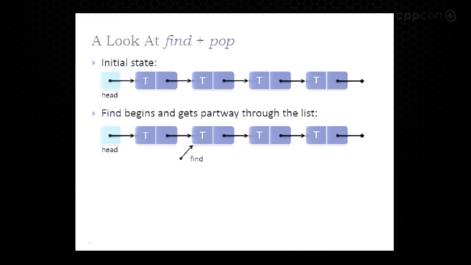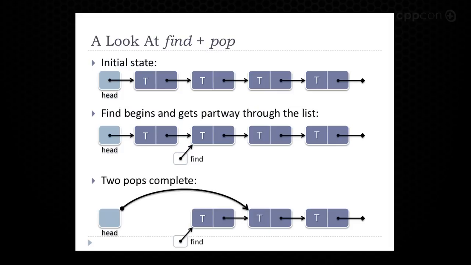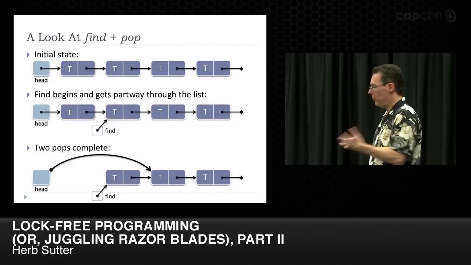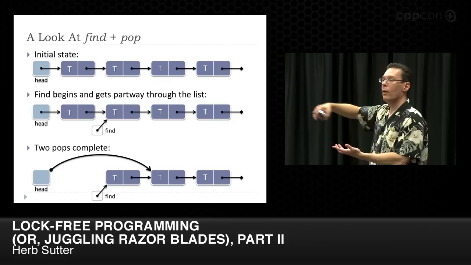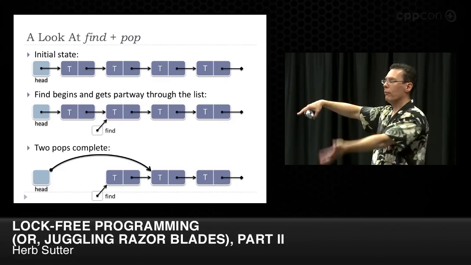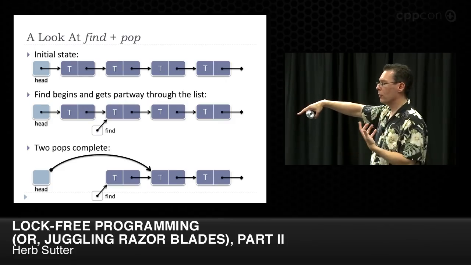So let's look at what find and pop does now. So let's say I've got a find that's on one of these nodes, and two pops complete. I've done the find. Then another thread does pop and then pop again. So notice now head is pointing at what was the third node, but find is still OK. He's pointing at the second node, and he's still traversing the list as it was, in the state that it was when he first entered the system, when he first entered the concurrent data structure.